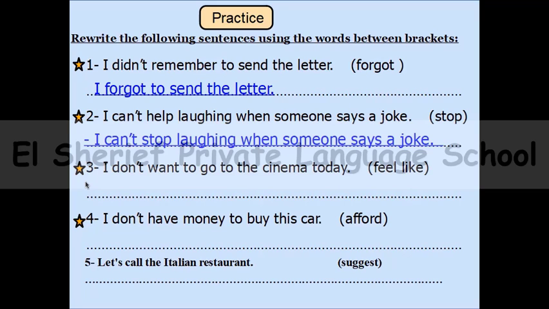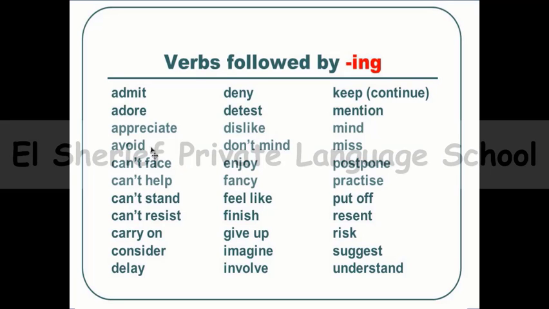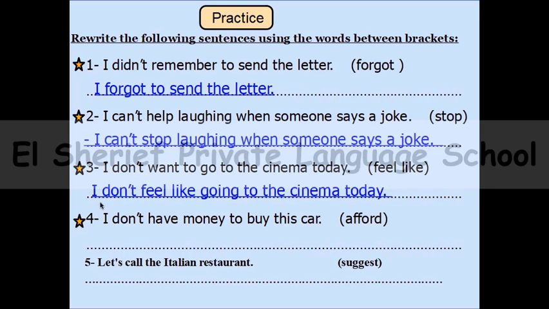And number 3, I don't want to go to the cinema today. Do you remember? We said the phrase feel like equals want or like. So here the right answer is I don't feel like going to the cinema today. When you want to remember, you can go to this slide or other slides. You can see here feel like is one of the verbs that are followed by ing. So the right answer is I don't feel like going to the cinema today.